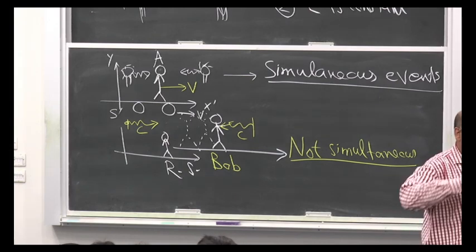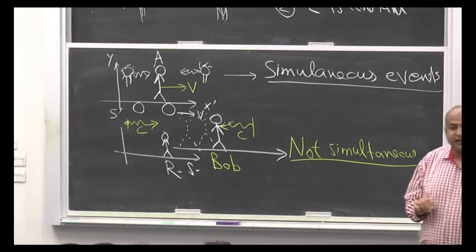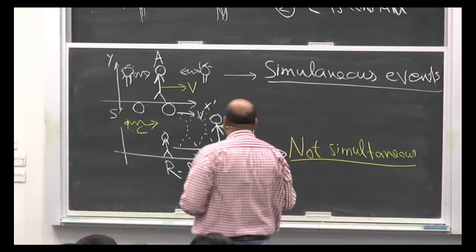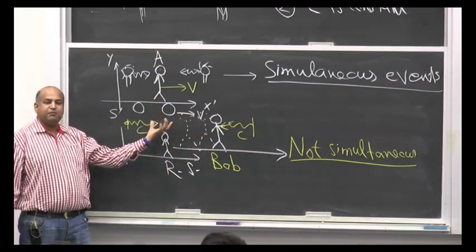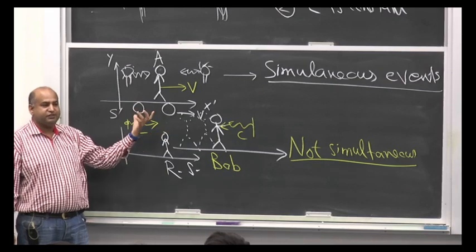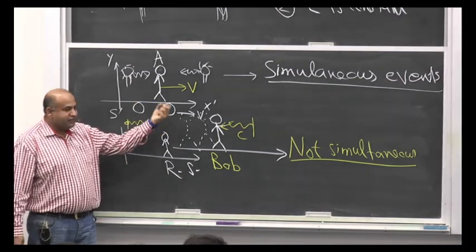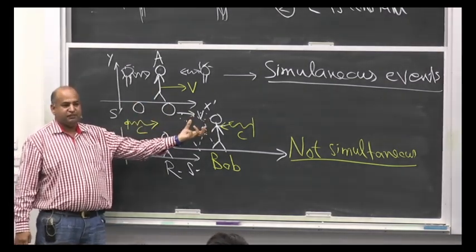So this is another important question. The speed of light is so fast that the difference would be small. Yes, that's right. That's why people haven't been able to notice it for thousands of years, because the speed of light is so fast.